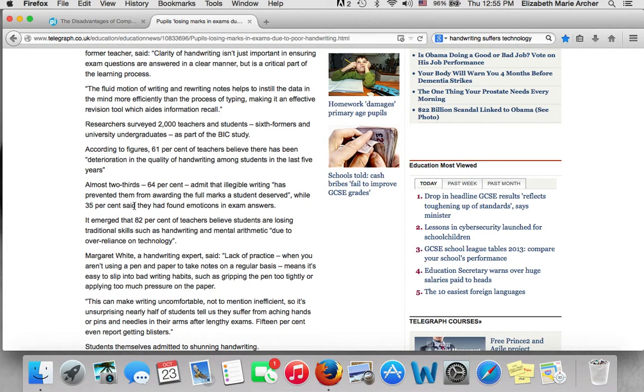Fluid motion of writing and rewriting notes helps instill that in the mind more efficiently than the process of typing. Making an effective revision tool.